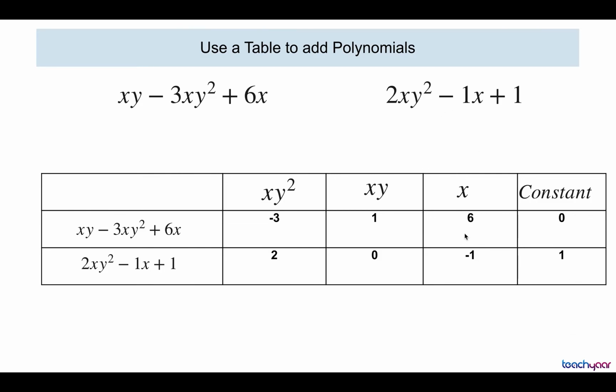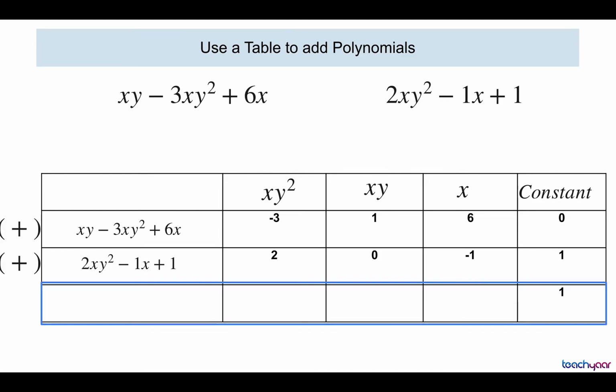There's an x term, so it's minus 1. There's no xy term, so 0. And then there's the xy square term, which is 2, right? I've added the signs to the left, right? I'm adding these two, and so I'm just putting the signs there.